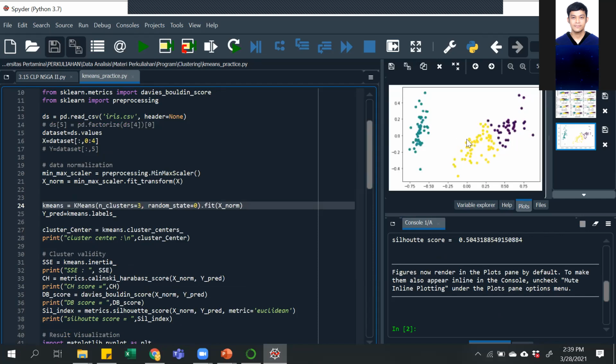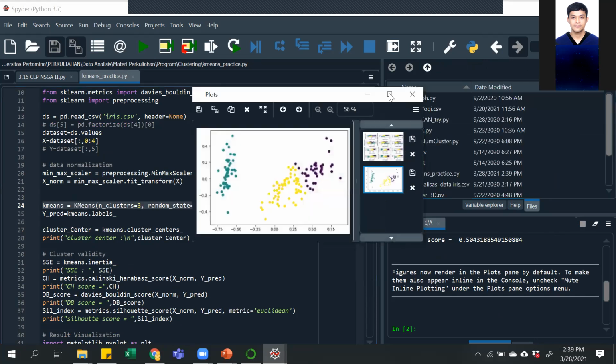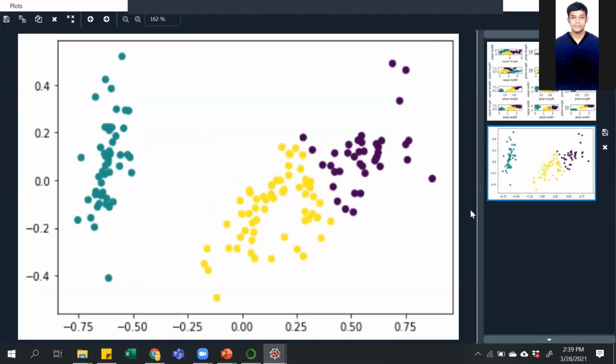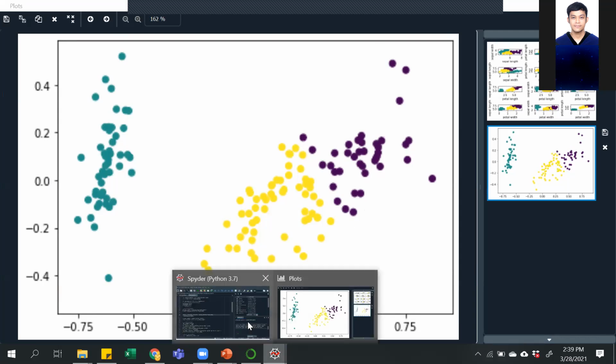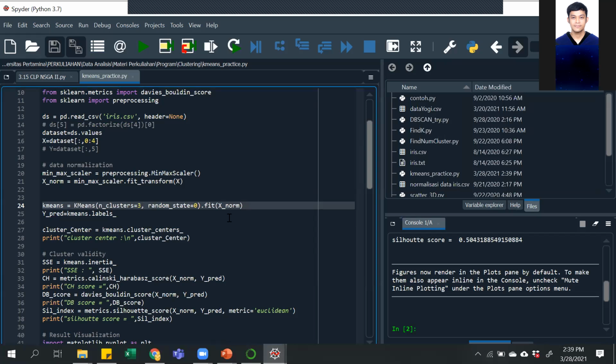So this is the result of the Iris dataset. It becomes the first cluster, second cluster, and third cluster. Basically, it's quite simple because the package has been provided by Python. So we can use k-means like this, where n_clusters is the number of clusters.